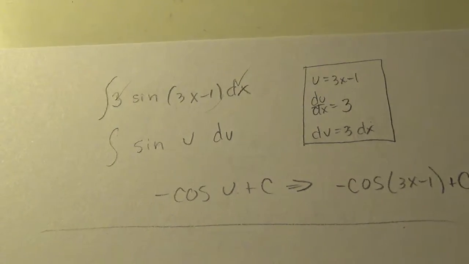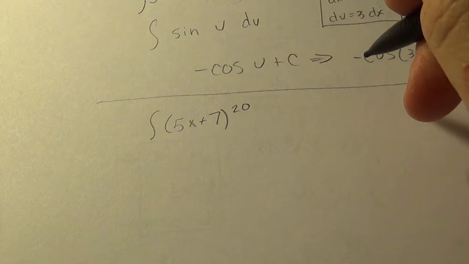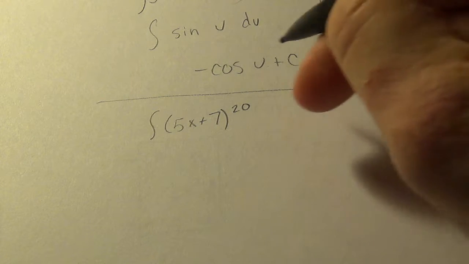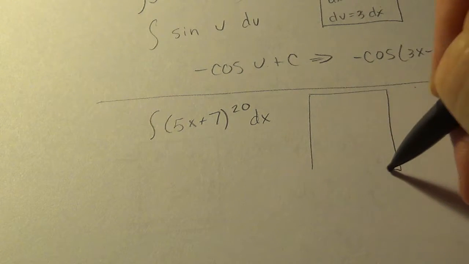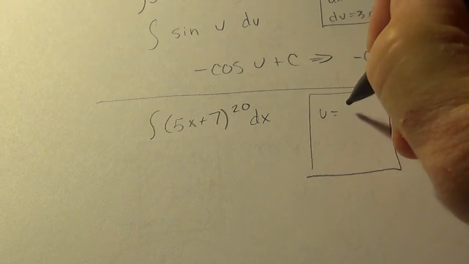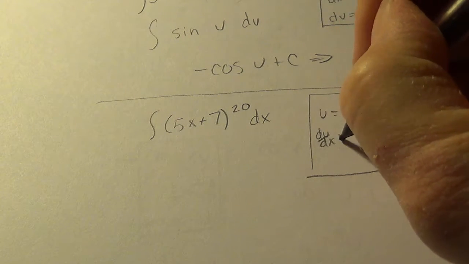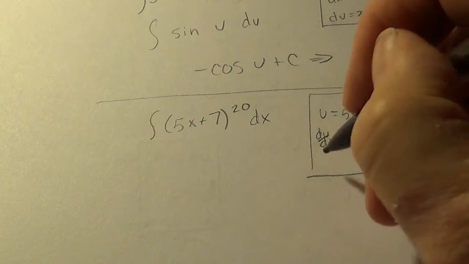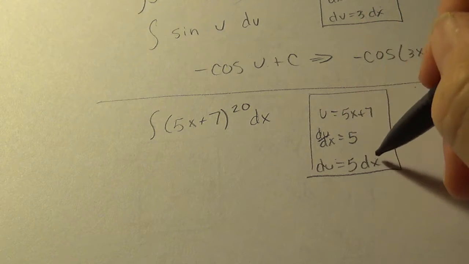Alright, now here's the next one I was alluding to. What if I have (5x plus 7) to the 20 times dx? So this one's not going to line up like the others. So I'm going to pick u in a similar way, and du/dx is 5, and find out what du by itself is. I get 5 dx.